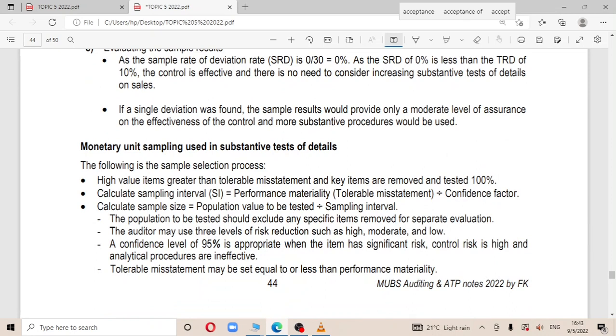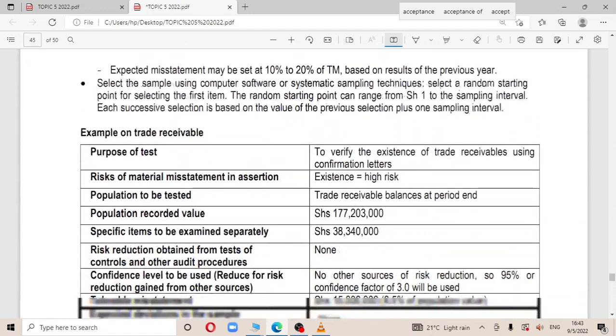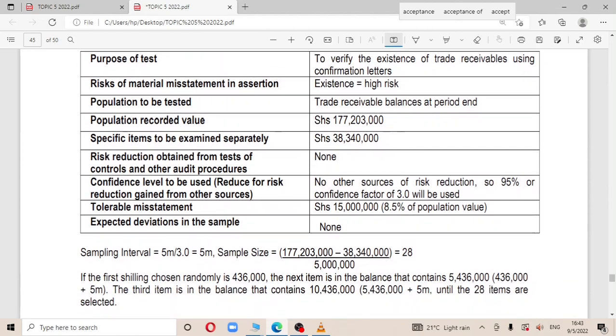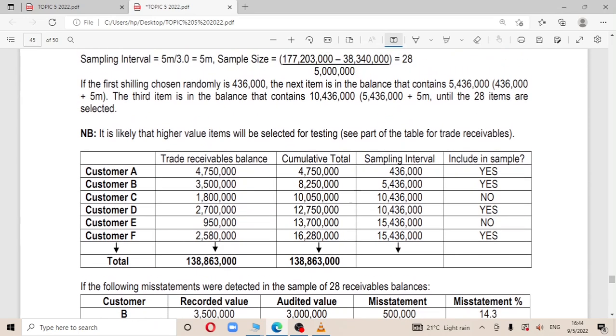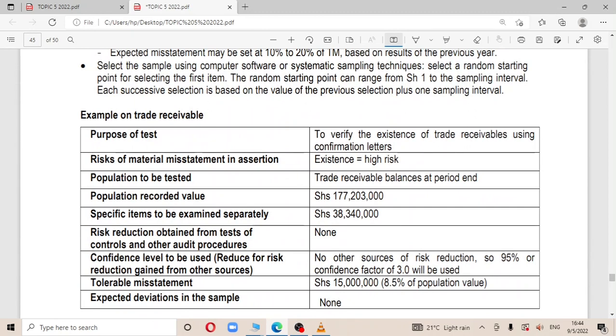Now, under monitoring sampling, this is how it is done. You have these, your receivables for example, and you're going to use monitoring sampling to find out, do I audit A, do I audit B, do I audit C, how many do I audit? You get it. So what do you do? You first get your sample size up here, as you can see. Purpose of the test, we want to audit receivables. So what's the purpose of the test? We want to verify existence of receivables using confirmation letters.